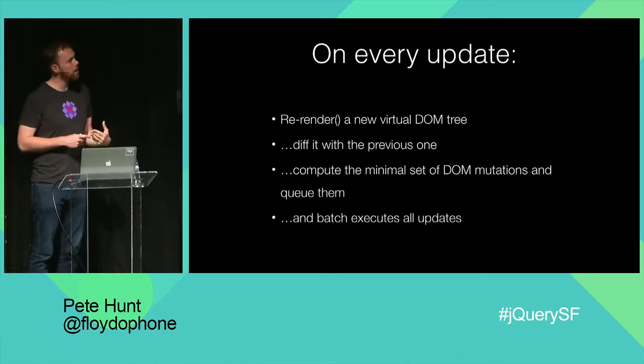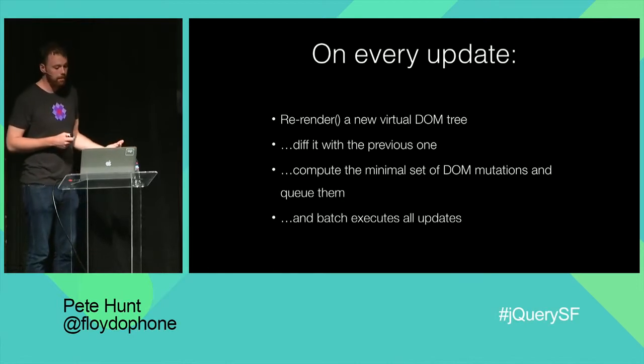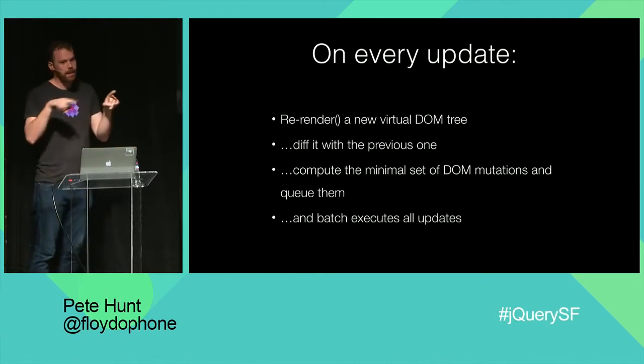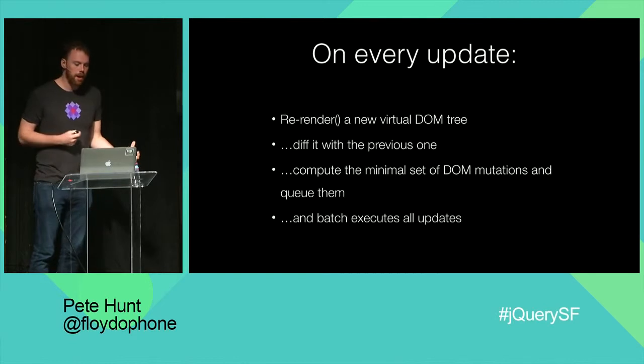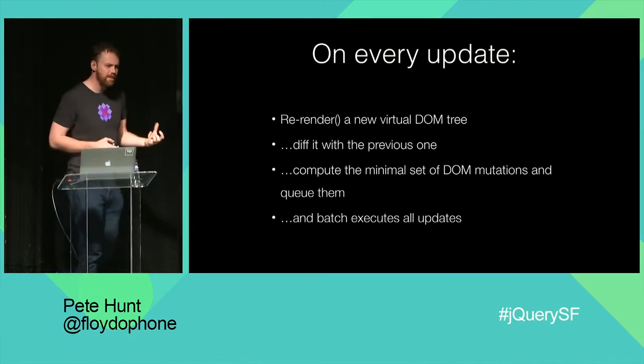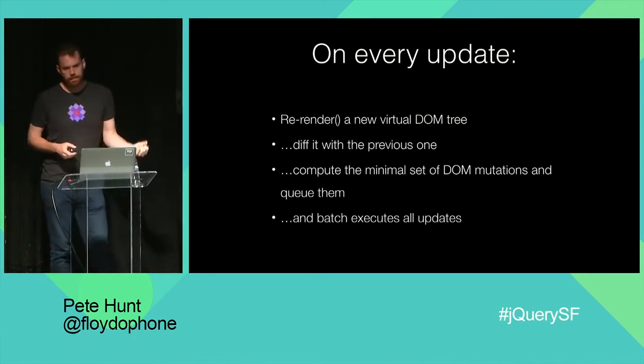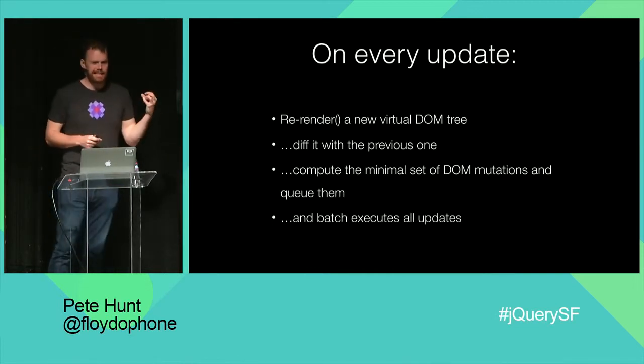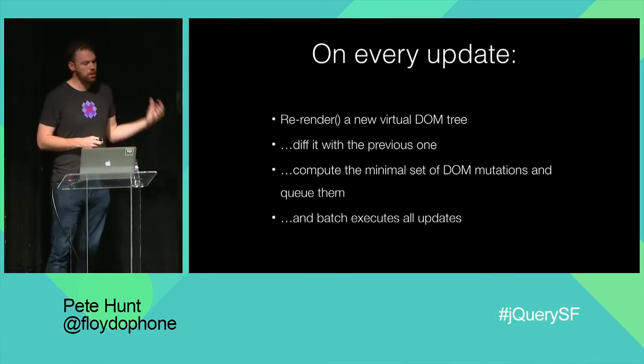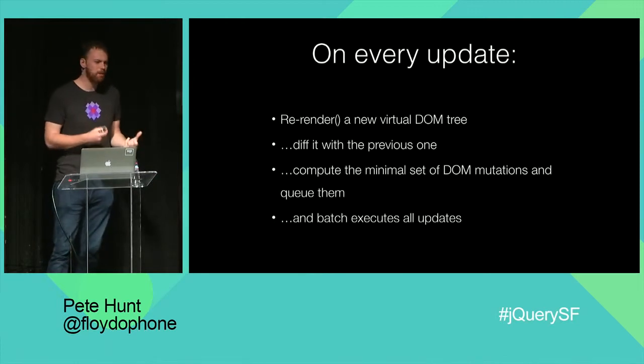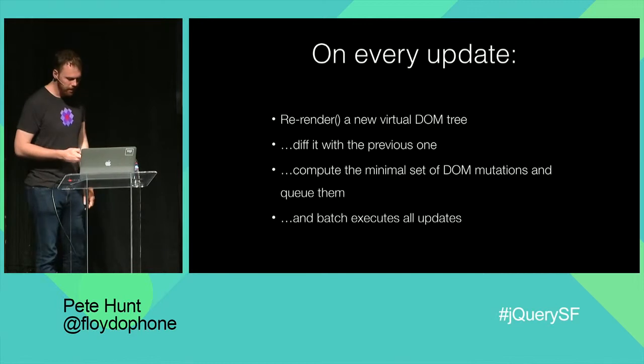React diffs that virtual DOM tree with the previous one. It computes a set of DOM mutations to update that UI, and it tends to be a fairly efficient set of DOM mutations. It queues them, and then it flushes those mutations to the DOM at a time that's appropriate. That's generally at the end of an event handling tick. So if you do multiple transitions within a single tick, that will only end up touching the DOM once. And the way that React touches the DOM tends to be batched in the most efficient way possible.